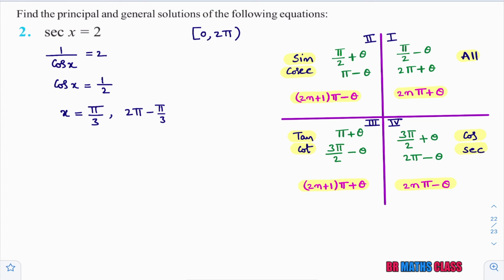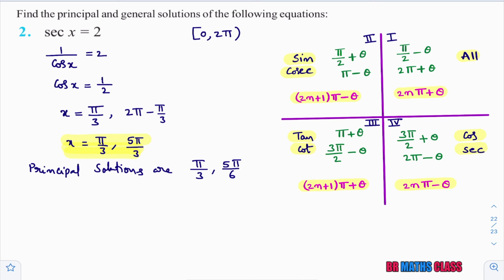So what you will get here, x equal to pi by 3 comma, you simplify this, what you will get, 6 pi minus pi, that is 5 pi by 3. What are these? These are the principal solutions of trigonometric equation secant x equal to 2. Therefore, the principal solutions are pi by 3 comma 5 pi by 3.